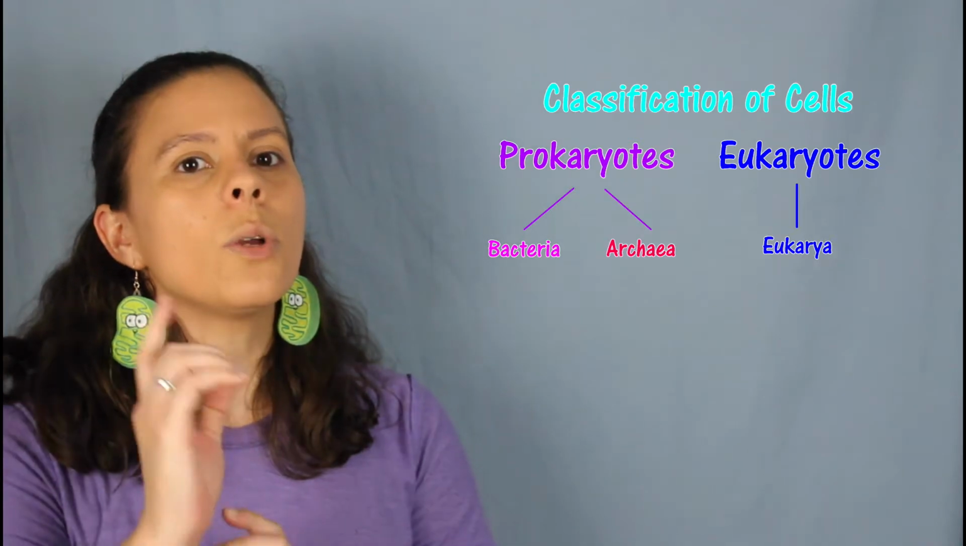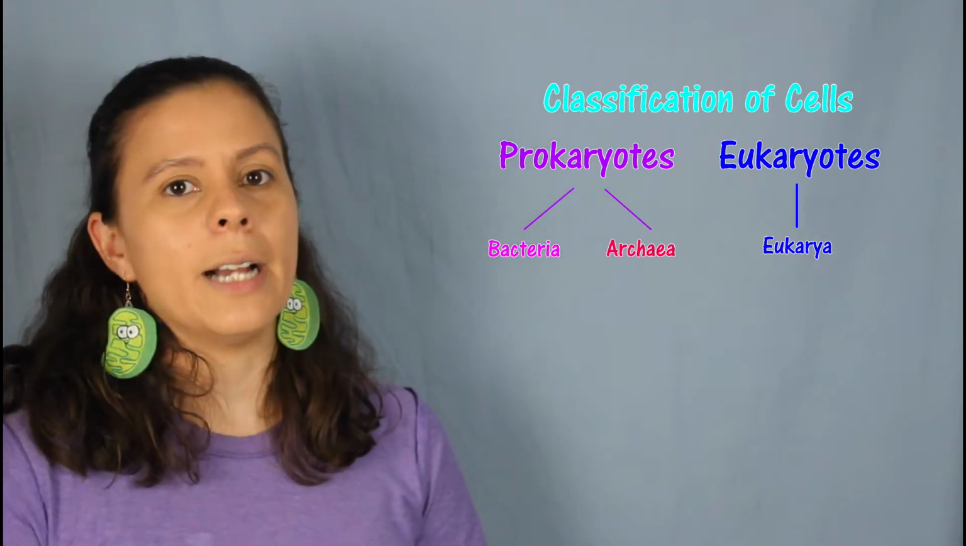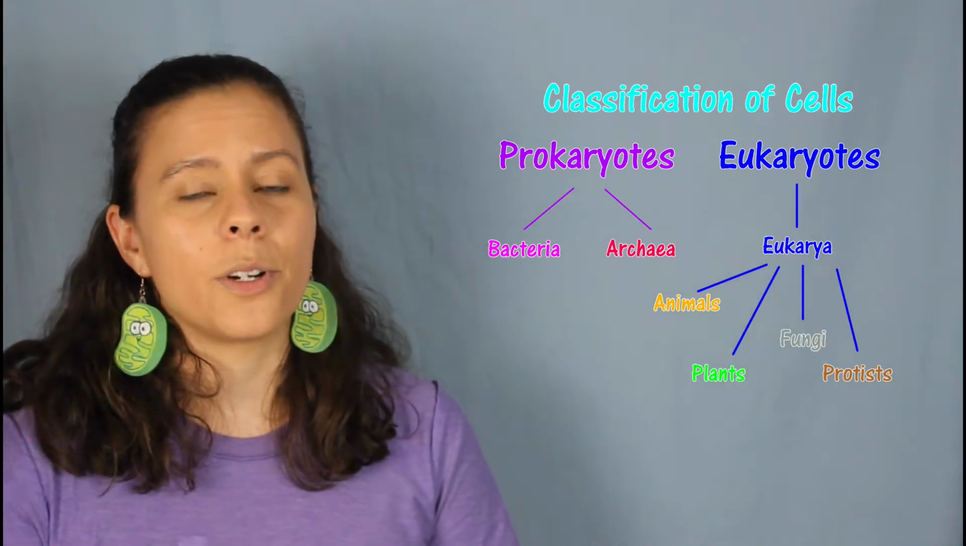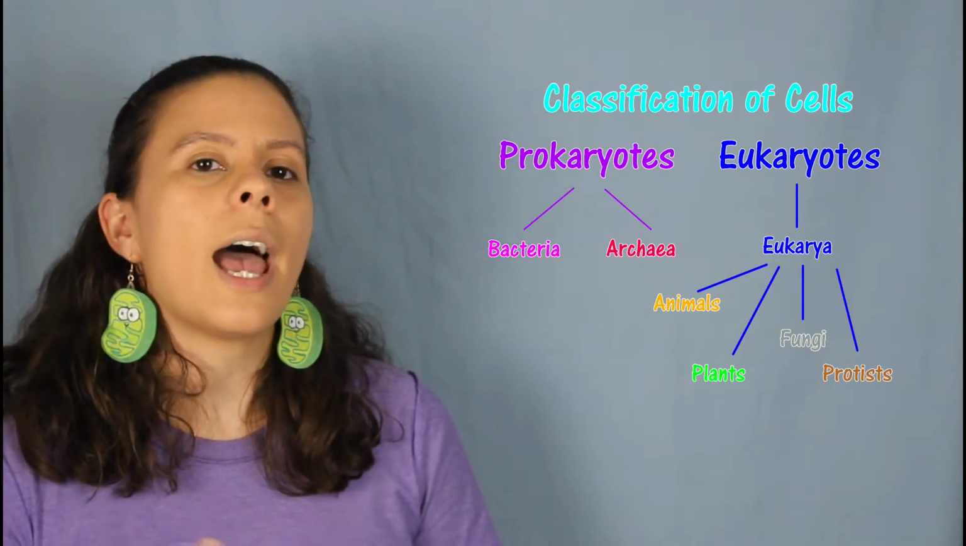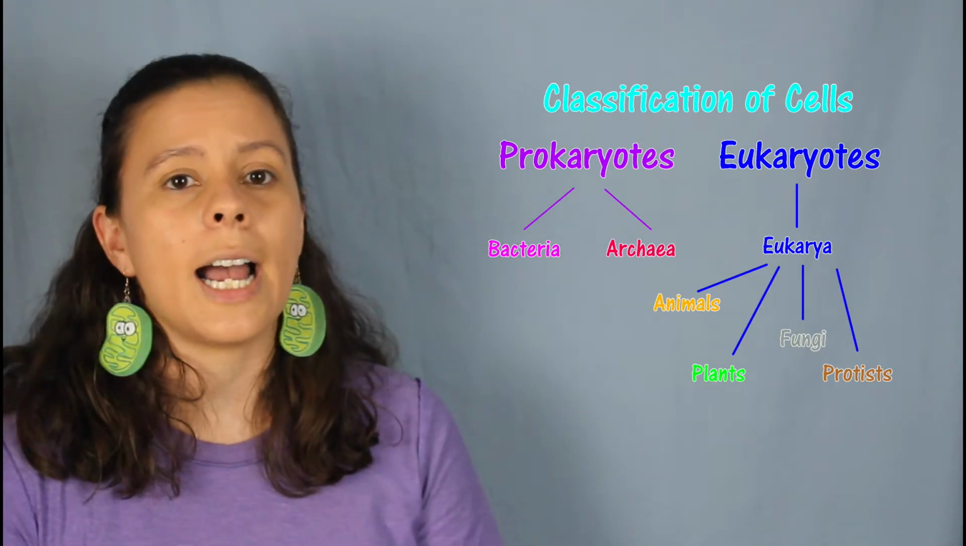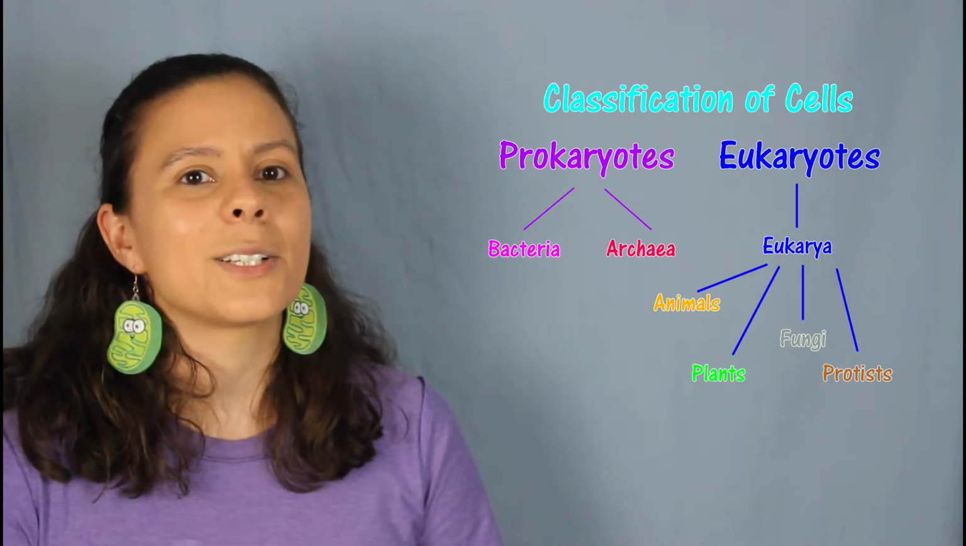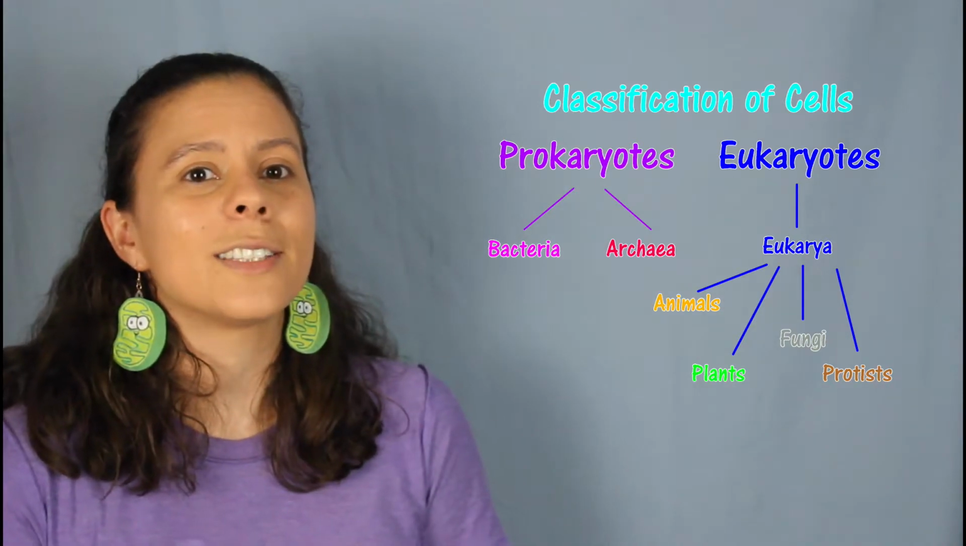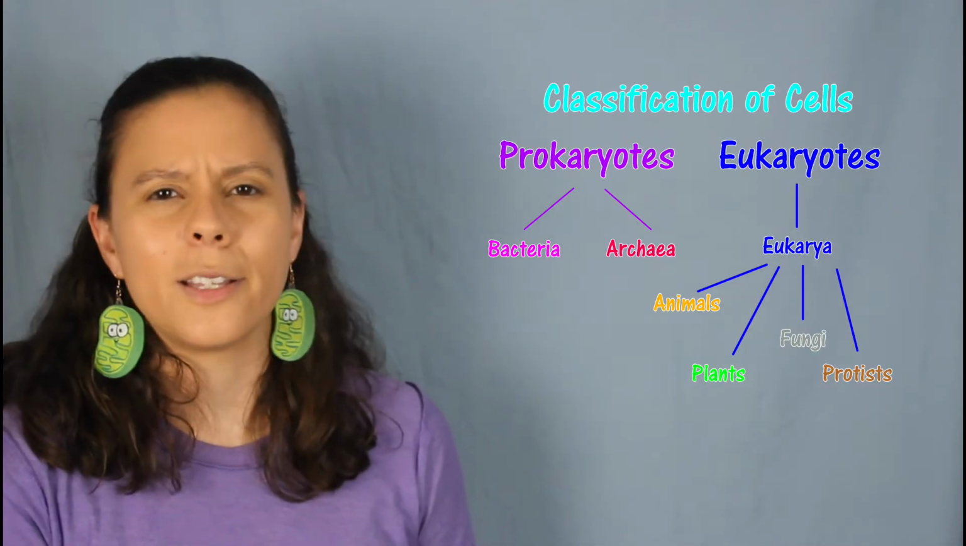As of now, there's only one eukaryotic domain called eukarya, which is divided into four subcategories that we call kingdoms. These kingdoms have what we know as animals, plants, fungi, and protists. This last one I like to call the miscellaneous group because it literally contains all the organisms that just don't fit in the other kingdoms.